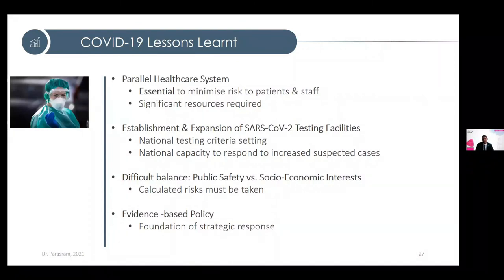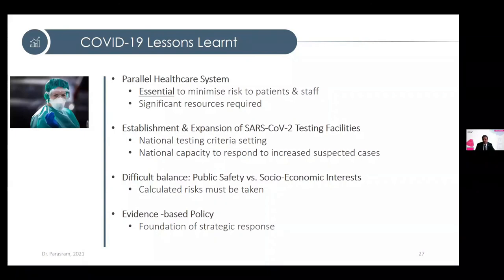In Trinidad, we had at our disposal early on the Cuba Hospital, the Arima General Hospital, and the Point Fortin Hospital, which were all new hospitals waiting to be opened, which is a very good asset to have at a time like this. Then there was the establishment and expansion of SARS-CoV testing, which was national testing. So we were able to use our national testing criteria. Early on, we were hampered by having to abide by the CARPHA testing criteria and their capacity.